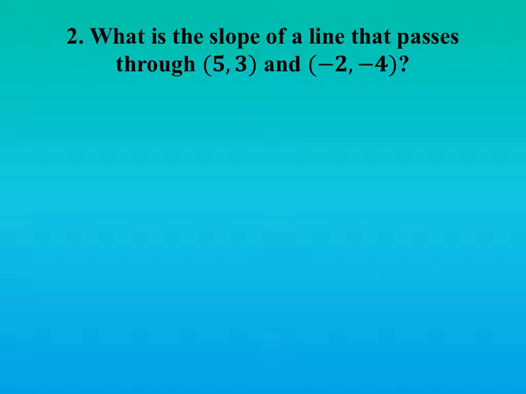All right, question number 2. What is the slope of a line that passes through the point 5, 3, and negative 2, negative 4? Now remember, anytime they give you 2 points, 2 ordered pairs, we must use our slope formula. So m equals y2 minus y1 over x2 minus x1.